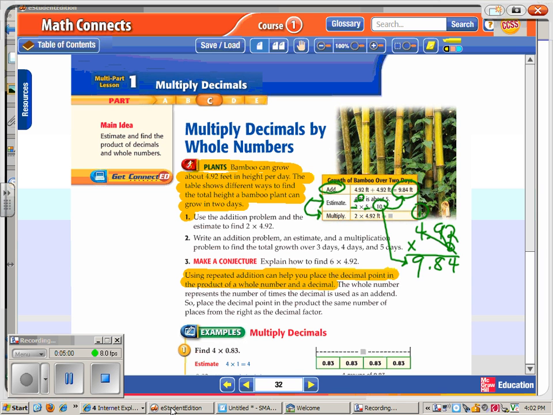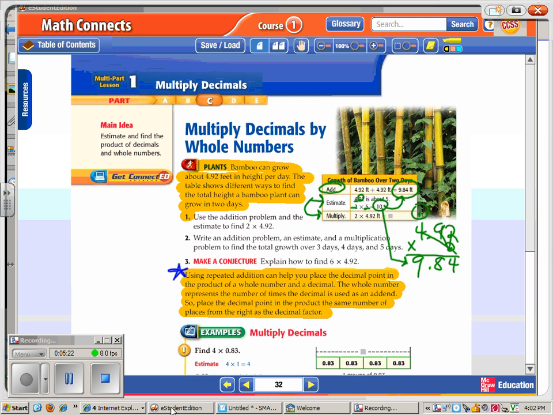The whole number represents the number of times the decimal is used in an addition. So place the decimal point in the product the same number of places from the right as the decimal factor. This is key information when you're especially using the standard algorithm of multiplication.